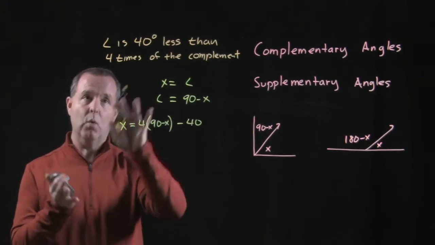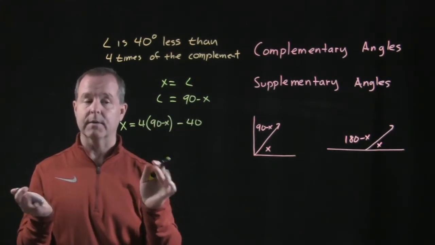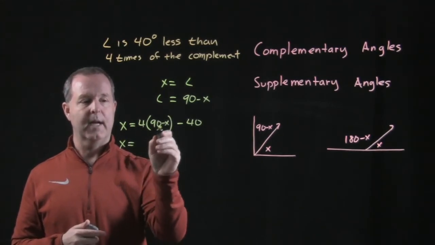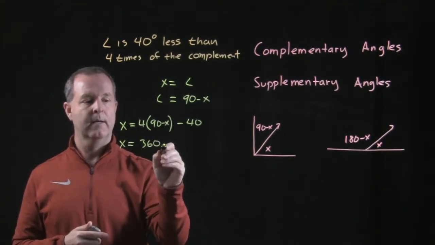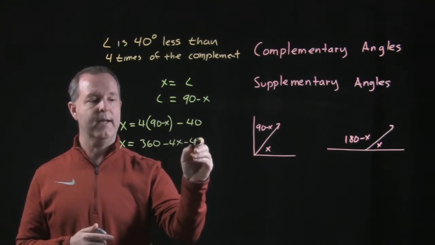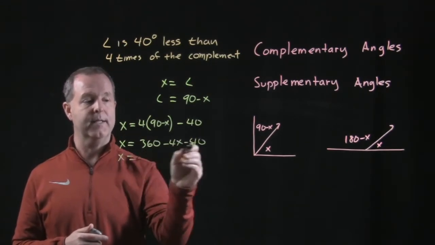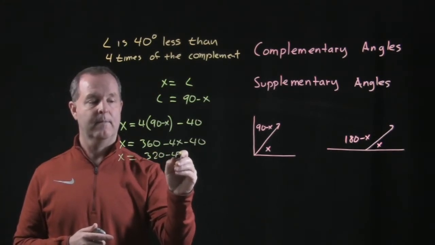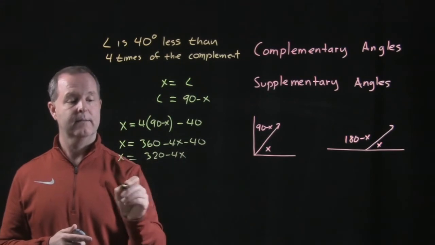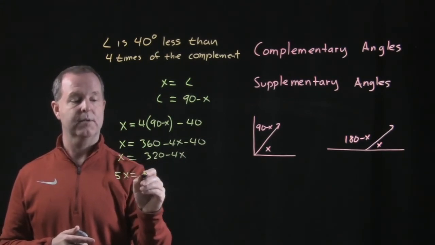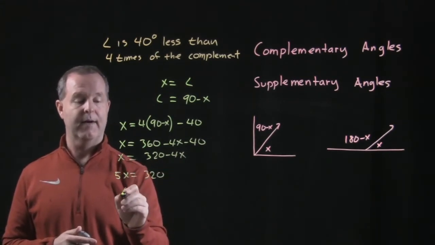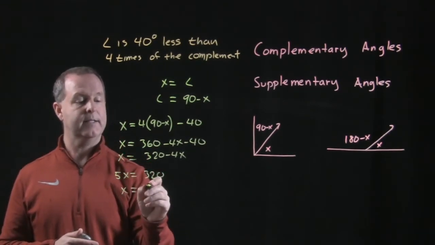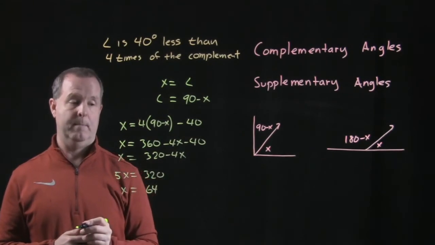So from here then, what's that angle? Or what are the two angles? Well, we can solve for x. 4 times 90 is 360, minus 4x, minus 40. Collect some like terms, 360 minus 40 is 320. Add 4x to both sides. So I get 5x equals 320. Divide both sides by 5. 320 divided by 5 is 64.